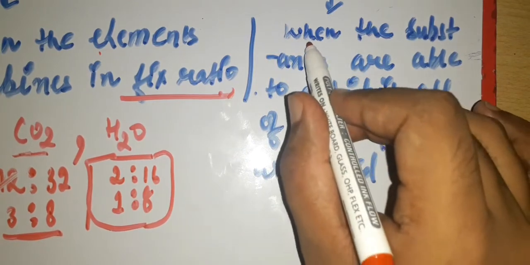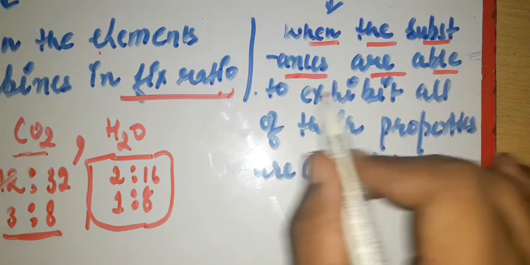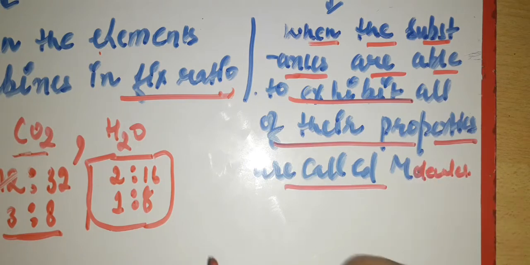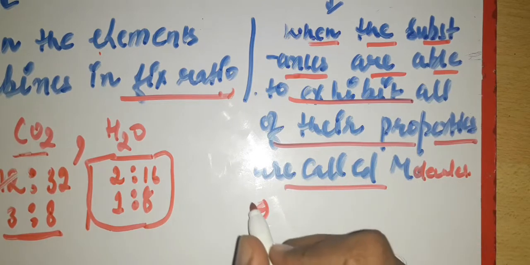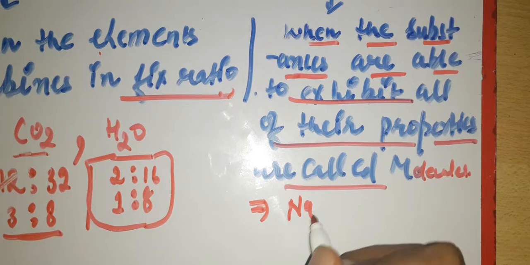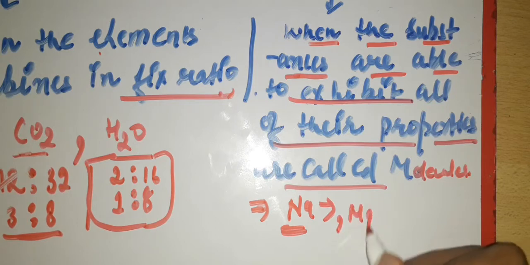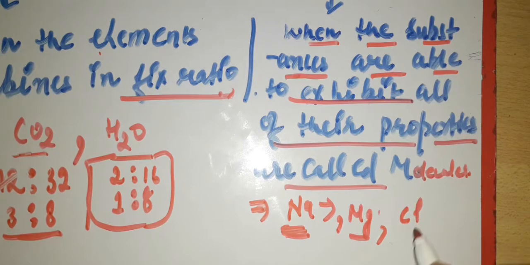Now let us understand the other definition. What they are saying is that when the substances are able to exhibit all of their properties, they are called molecules. So we have to know that the element must be able to show all its properties. For instance, take the example of sodium. Sodium is capable of exhibiting all its properties. Magnesium is able to exhibit all its properties. So magnesium and sodium are themselves molecules. And if we talk about chlorine, chlorine alone is not a molecule. It needs a combination of at least two atoms to become a molecule.